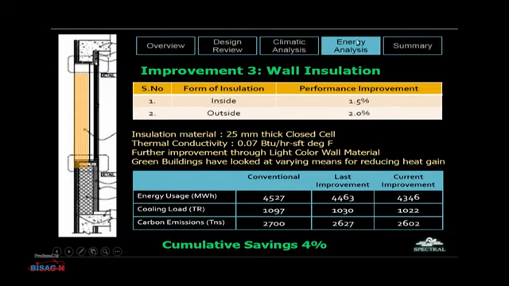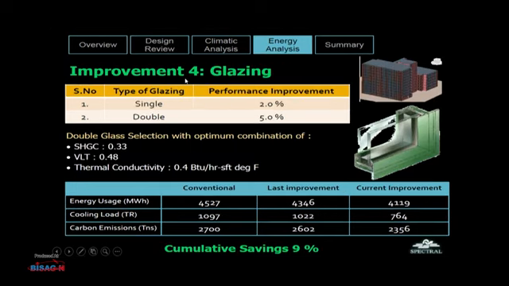Third improvement is wall insulation. Previously we have seen roof insulation, this is wall insulation. In wall insulation we could achieve slightly better, that is 1.5%. Then glazing. There are two types of glazing, that is single and double glazing. Here glasses come with different coefficients.